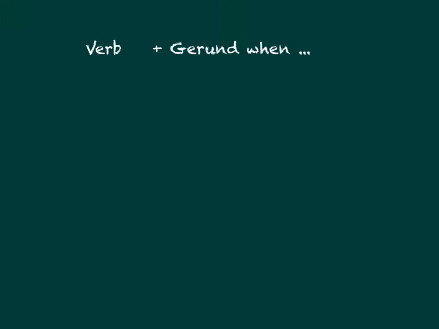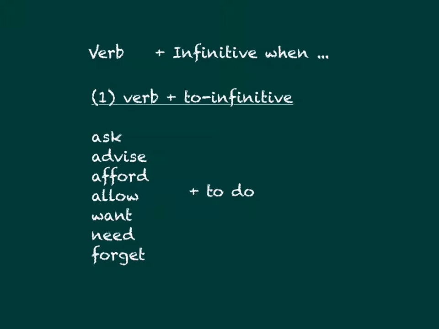We should also use verb followed by a gerund when the verb carries a preposition. That is called a phrasal verb. On the other hand, we should use verb followed by an infinitive when we see the following verbs. Now, first we talk about a verb followed by an infinitive with to. Here are the verbs: ask, advise, afford, allow, want, need, forget.